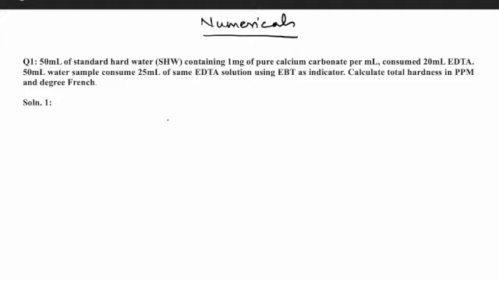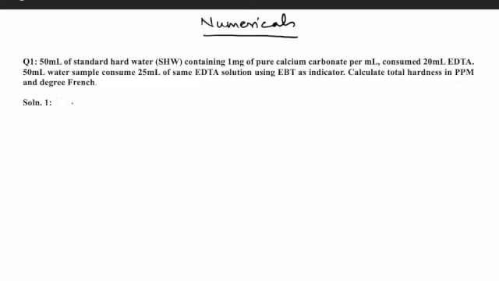Question number 1 says 50 ml of standard hard water, that is SHW, containing 1 milligram of pure calcium carbonate per ml, that is the concentration of standard hard water. When this standard hard water is used, it consumes 20 ml of EDTA. 50 ml of water sample consumes 25 ml of the same EDTA solution using EBT as indicator. Calculate the total hardness in ppm and degree French.